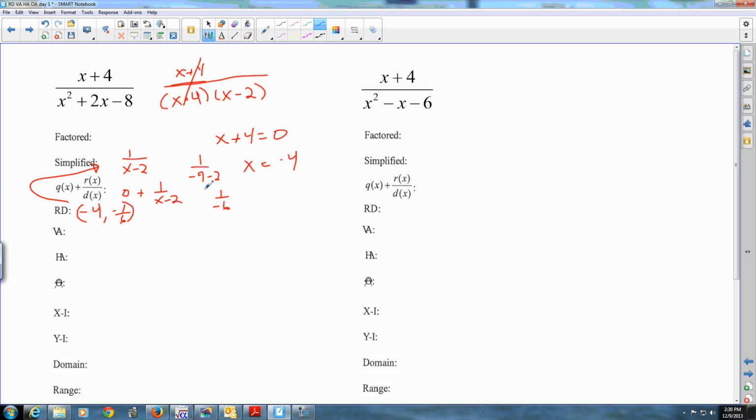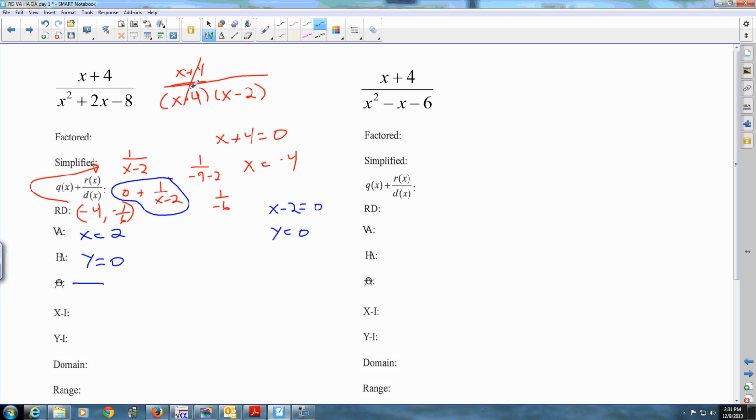Vertical asymptote, let's look at the q of x plus r of x over d of x. You're going to look at your d of x, your divisor, set it equal to 0, and it gives you x equals 2. Looking at your q of x, you've got y is equal to 0. That's going to be a horizontal line. So you don't have an oblique asymptote.